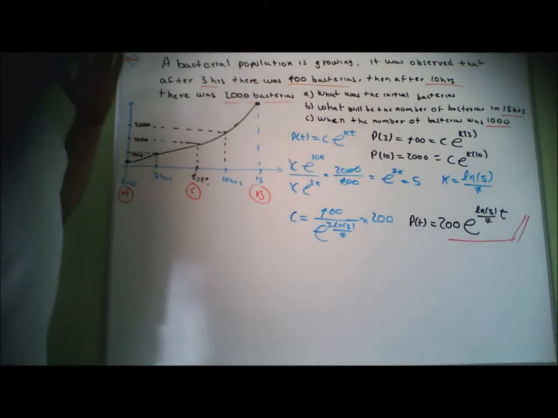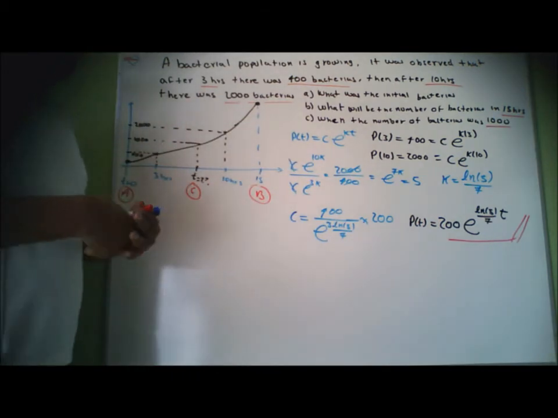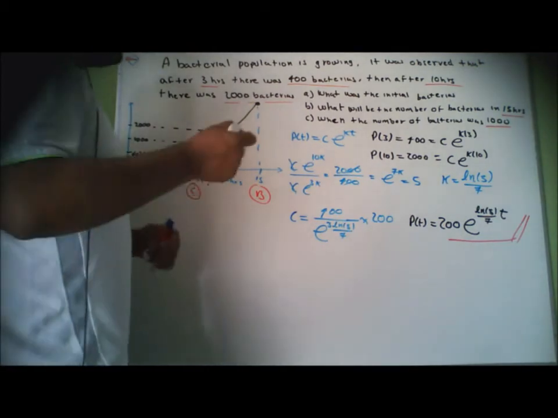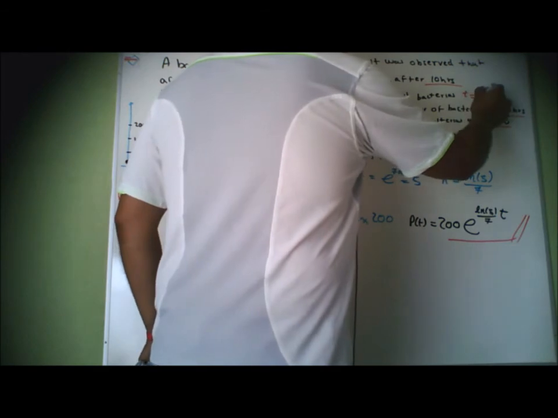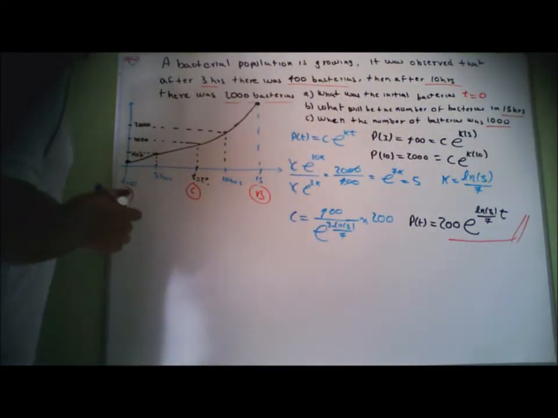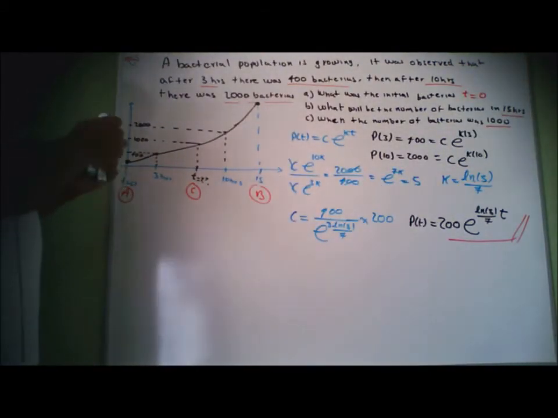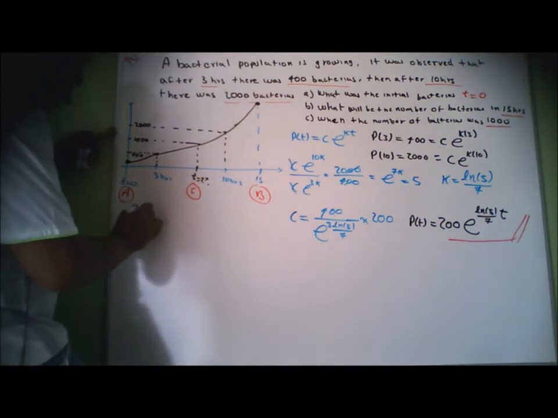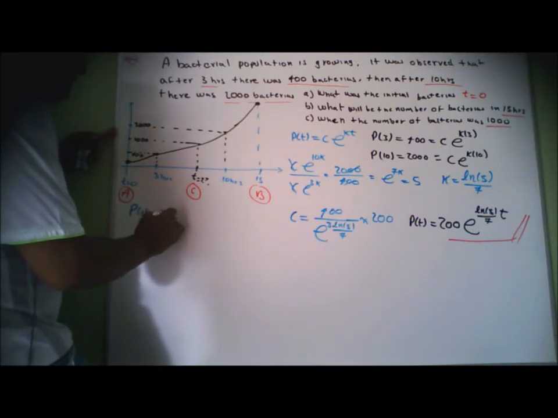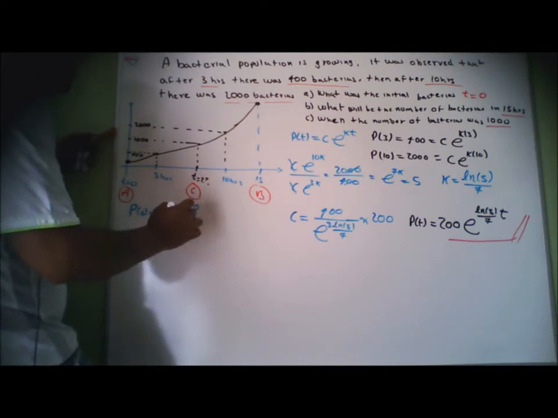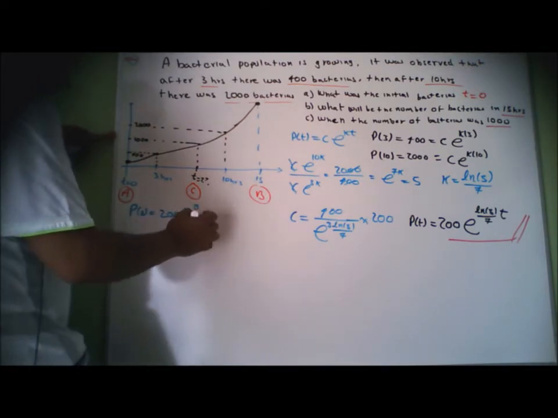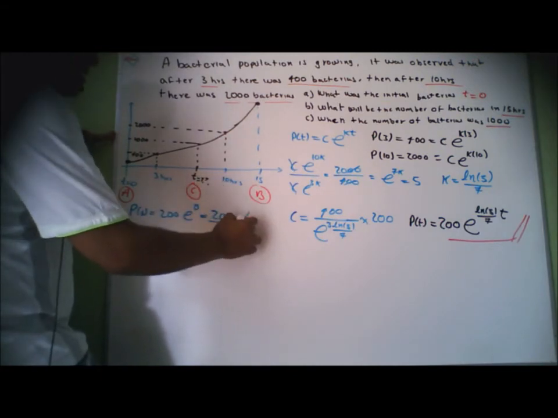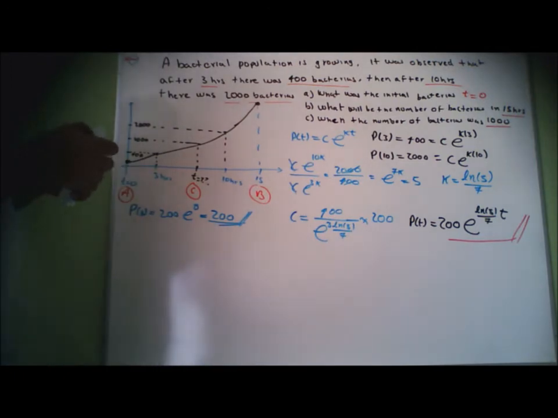Okay, now let's answer the question. Inciso A is asking what will be the initial bacteria. What they are giving us is the time equal to 0. They are asking about this time. So that is very easy, engineers. All you have to do is just P of 0. P of 0 is 200 exponential of 0. And the initial population happens to be the constant c. So that is inciso A already answered.